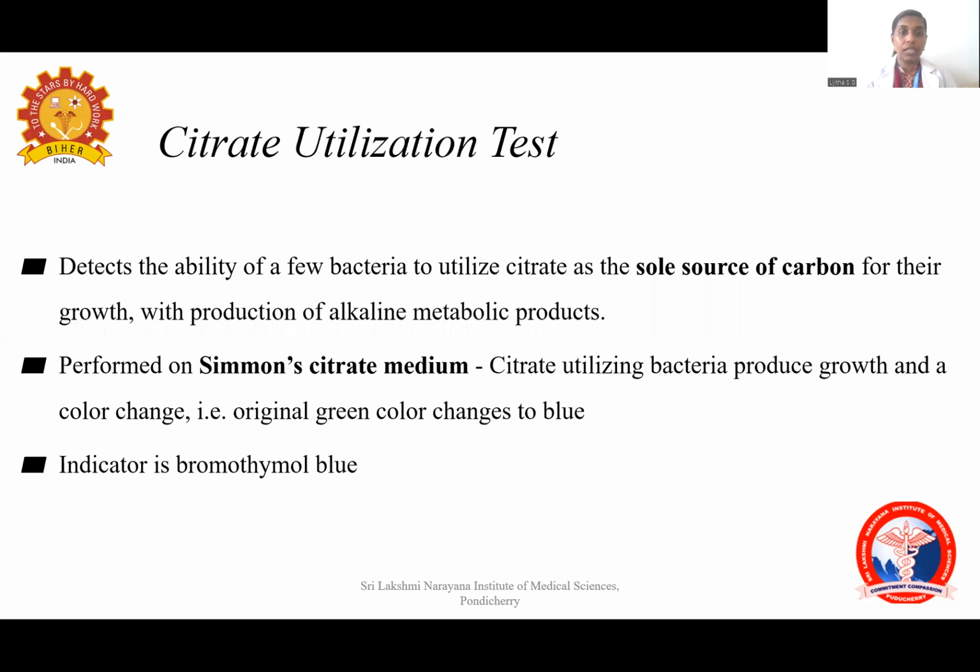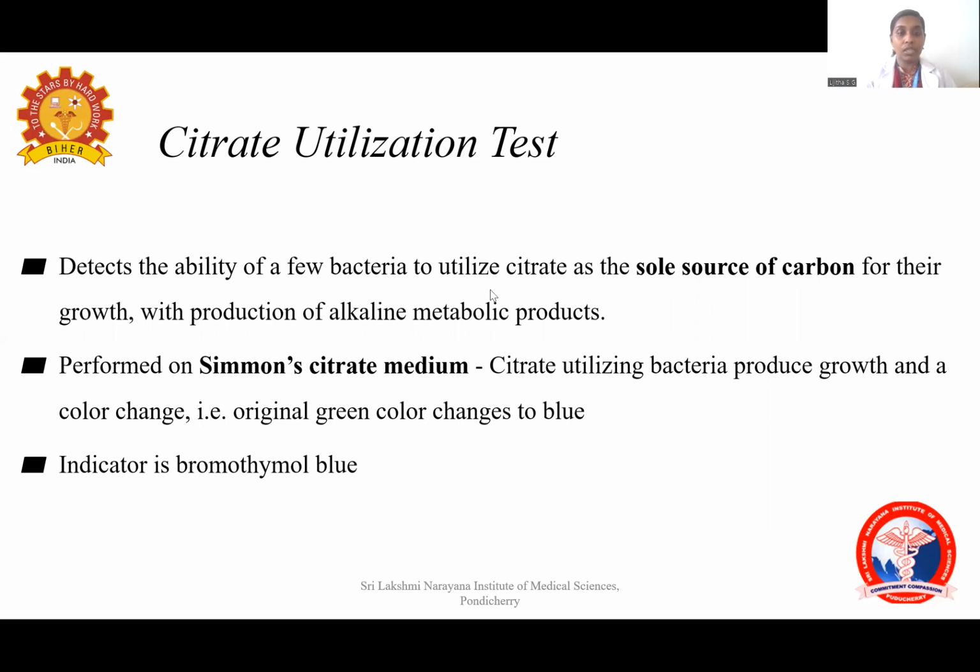Now the next one is the citrate utilization test. The citrate utilization test detects the ability of a bacteria to utilize citrate as a sole source of carbon for their growth. If the organism is utilizing only citrate as a sole source of carbon for growth, then as the end product, some alkaline products will be produced as a byproduct. So there will be alkaline metabolic products produced, and this alkaline nature of the media will convert the color of the indicator from green to blue.